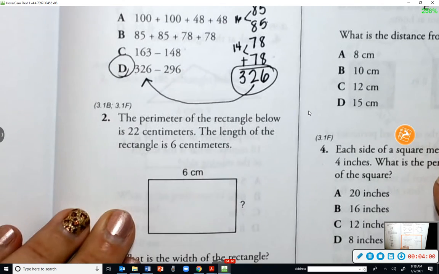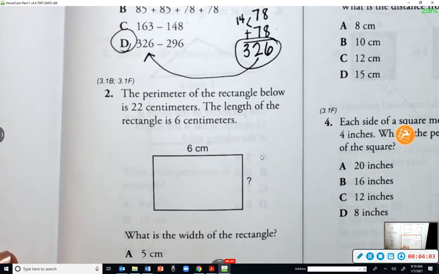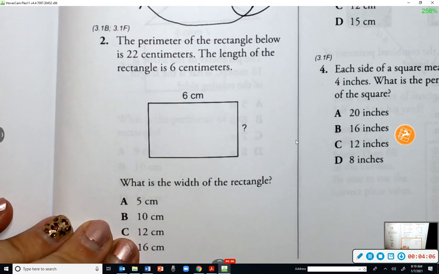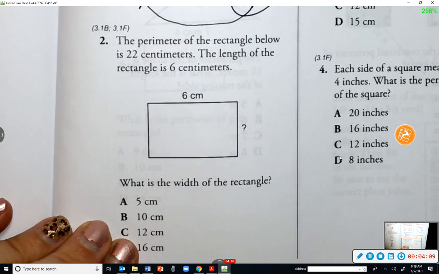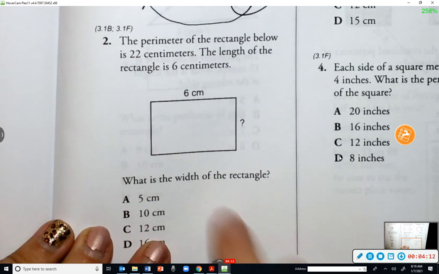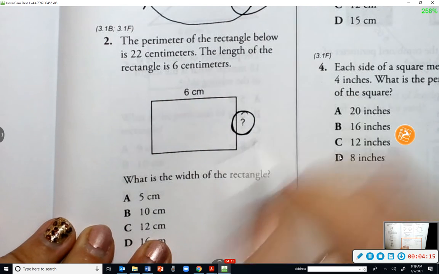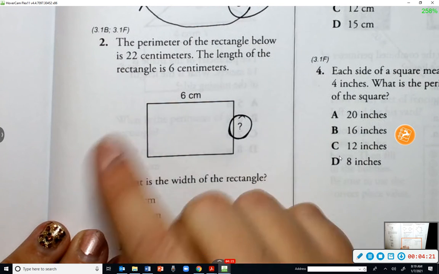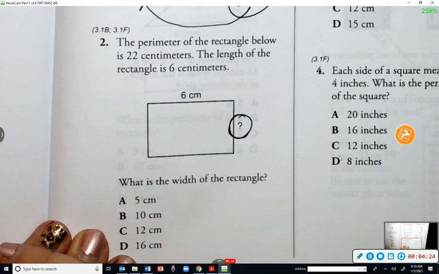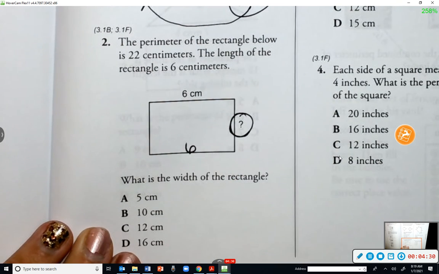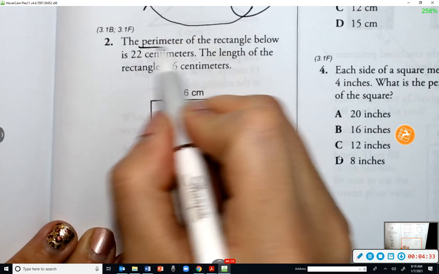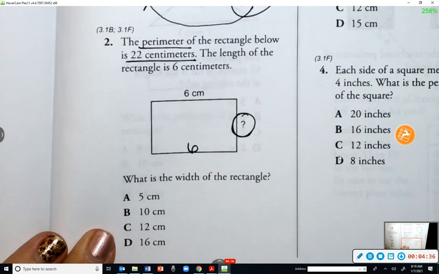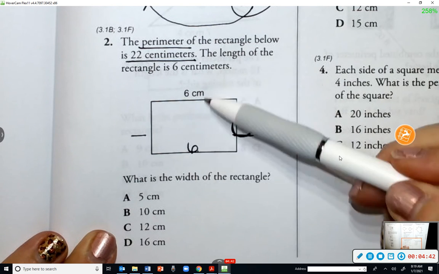Number 2, the perimeter of the rectangle below is 22 centimeters. The length of the rectangle is 6 centimeters. What is the width of the rectangle? So we're finding this missing number here. What can I do first? If I know that this is a 6 here, what would I do next, Kaylee? Okay, put the 6 on the bottom. It tells me that the perimeter of this rectangle is 22, so I need to figure out what two numbers here would add up to 22 with 6 and 6.